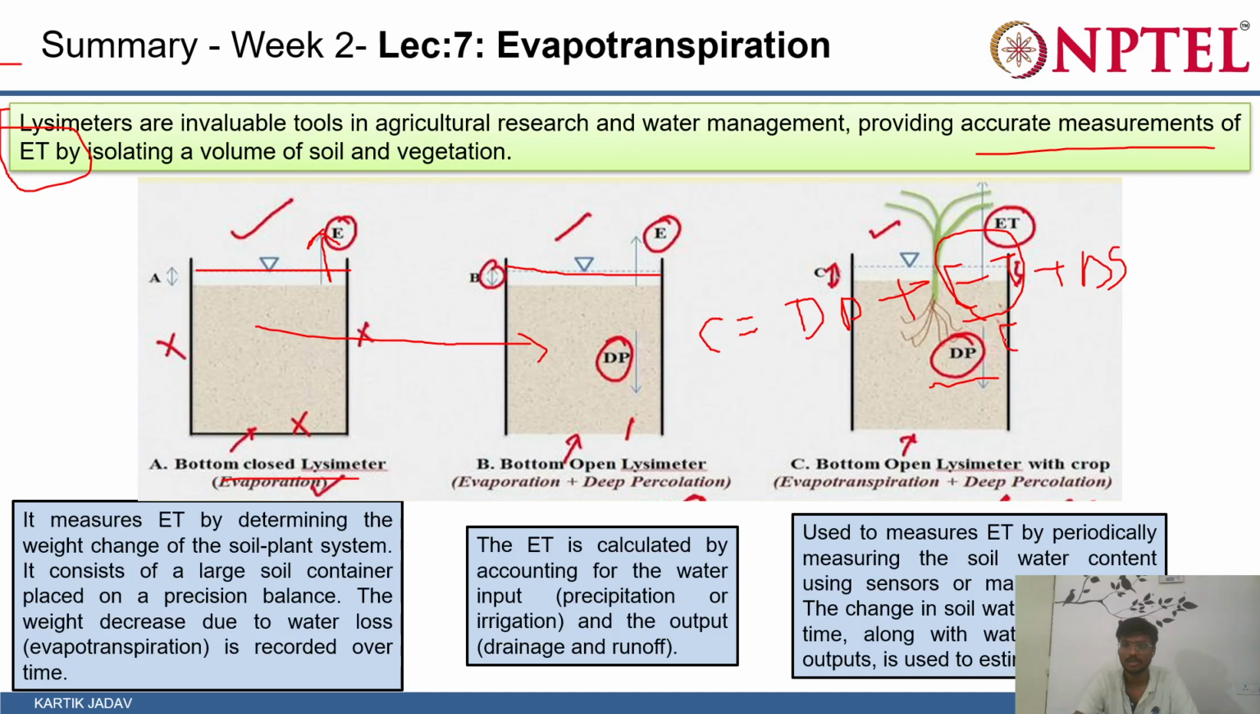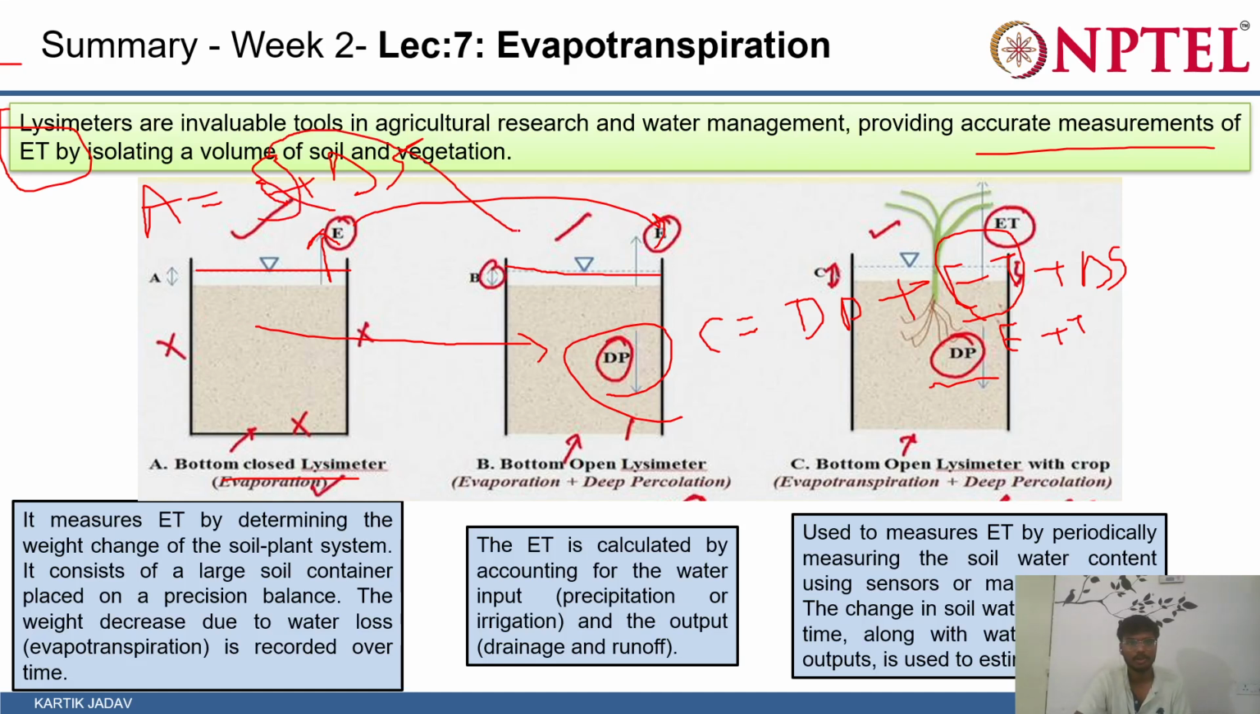So how will we get this ET? ET is basically evaporation plus transpiration. You have evaporation here, you have deep percolation here. So from this one, say A is equal to evaporation plus change in storage. From this you can measure evaporation directly. Then once you put evaporation here, you will get deep percolation, and by putting deep percolation here, you will get evapotranspiration.